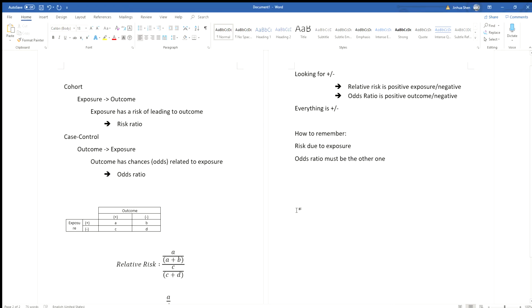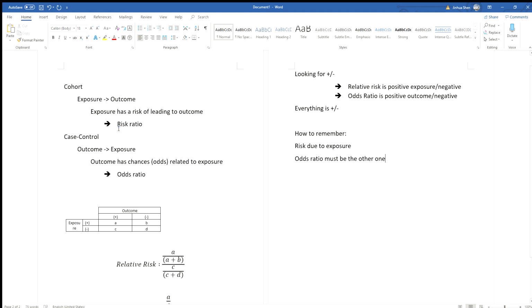Hello. So today I want to just explain really quickly the difference between cohort and a case control study. This is more tailored towards the medical school Step 1 exam, so you can probably look at your First Aid or something and then follow along. I just want to clarify and make this really simple because I think cohort and case control can be a little bit more difficult. They're so similar.